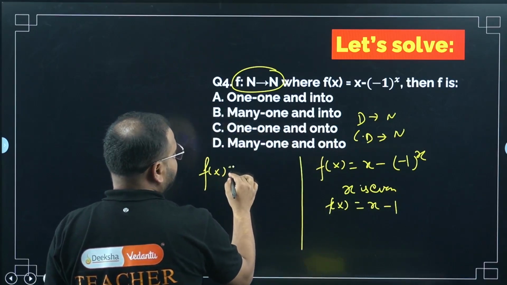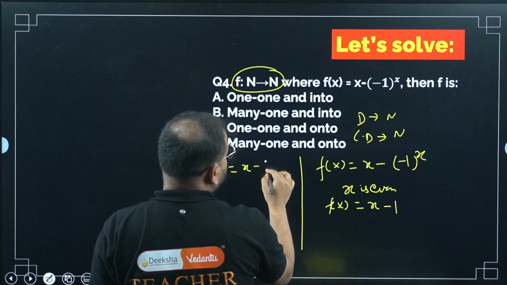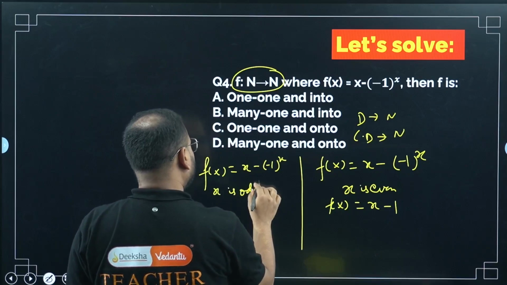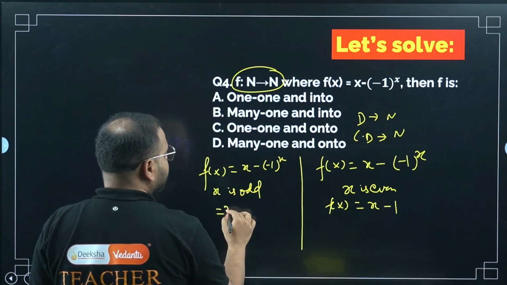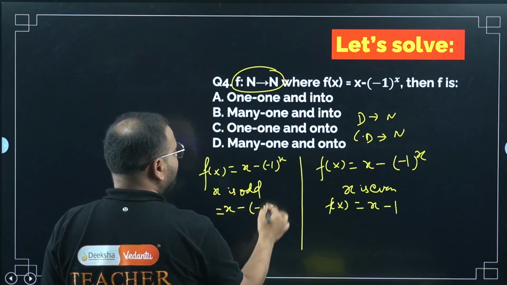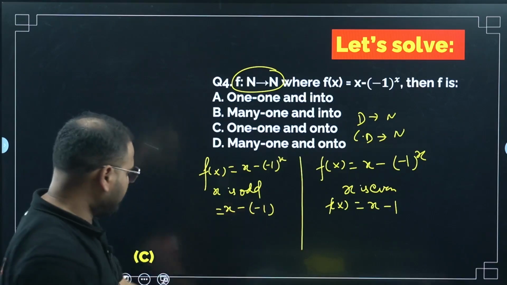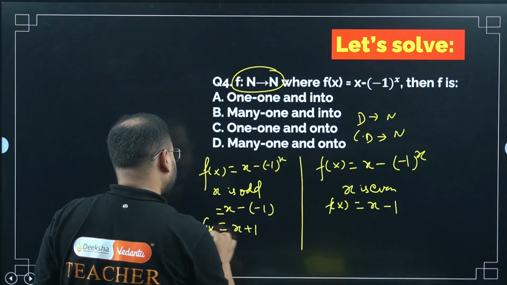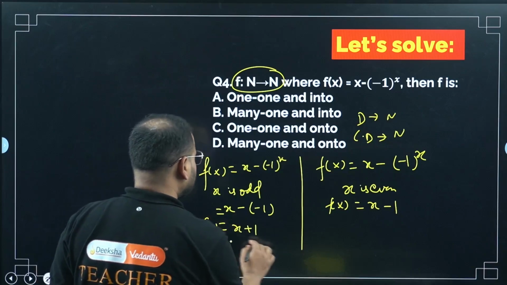What about f(x) = (x minus 1) power x, when x is odd? If x is odd, then (minus 1) to an odd power will be minus 1 only, so it becomes x plus 1. What are these functions? They are linear functions, sir.